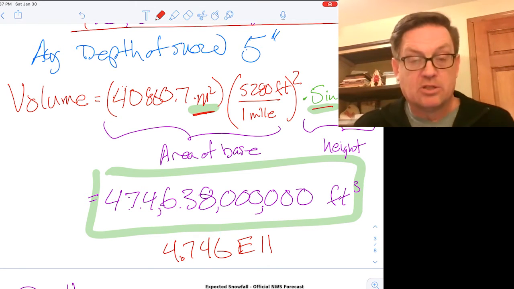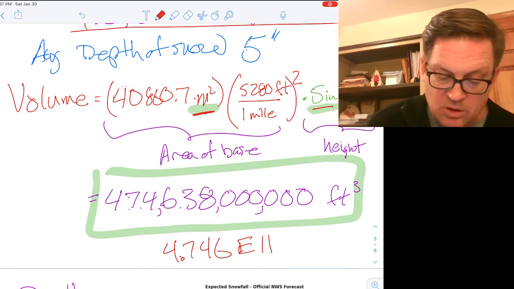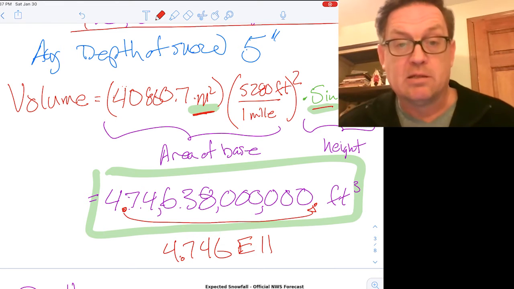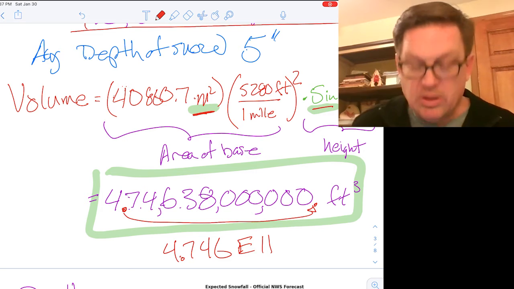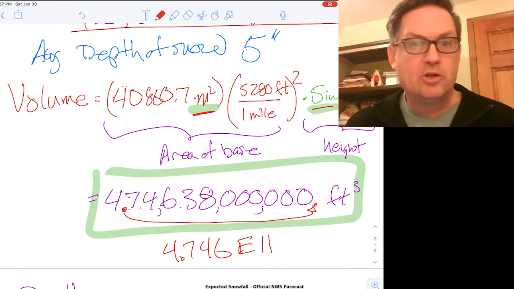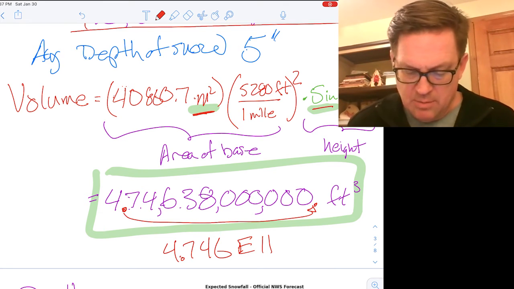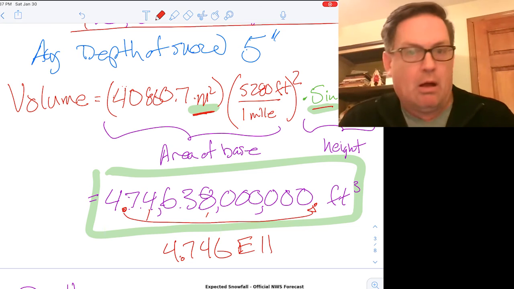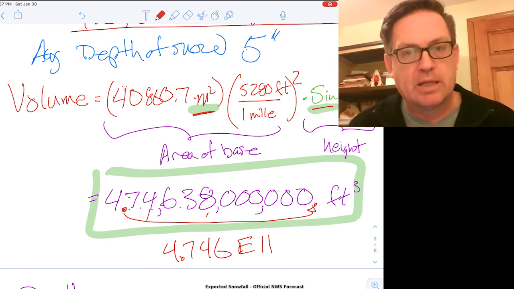That just means that it's too big for your calculator to display, but that means the decimal was moved over 11 spaces. So if you see that, that's how you can write it out better. So that's a huge number of cubic feet. But that's not an intuitive number. If you tell me that's 400 billion cubic feet, I don't have any intuition for how big that is.